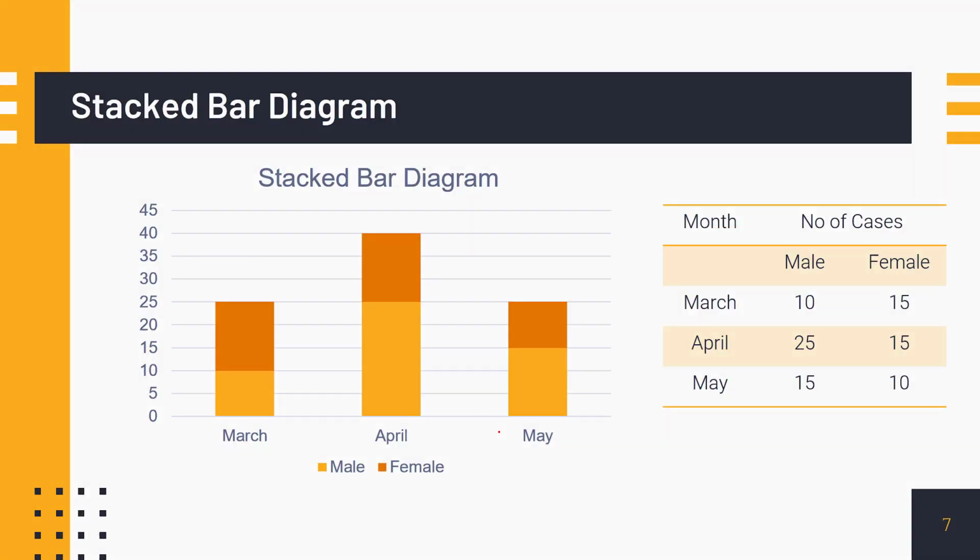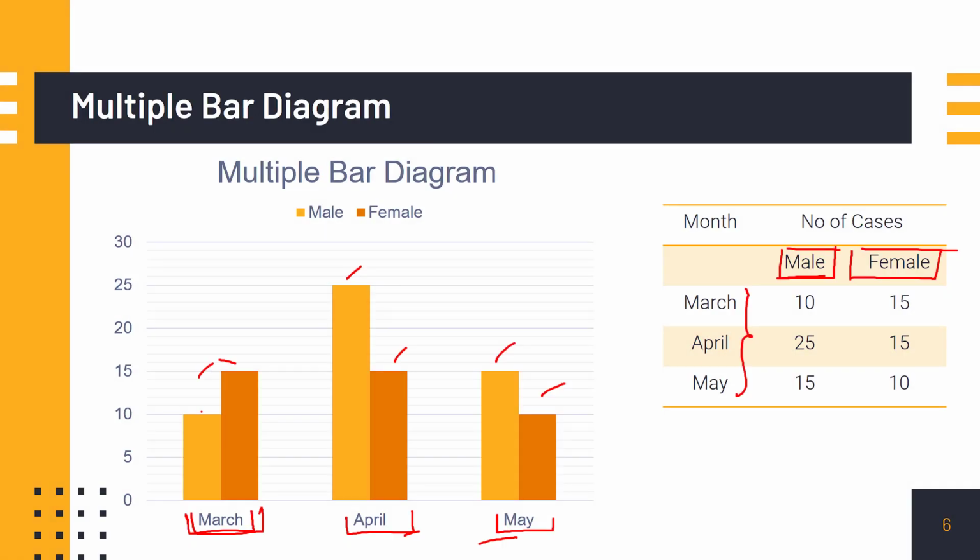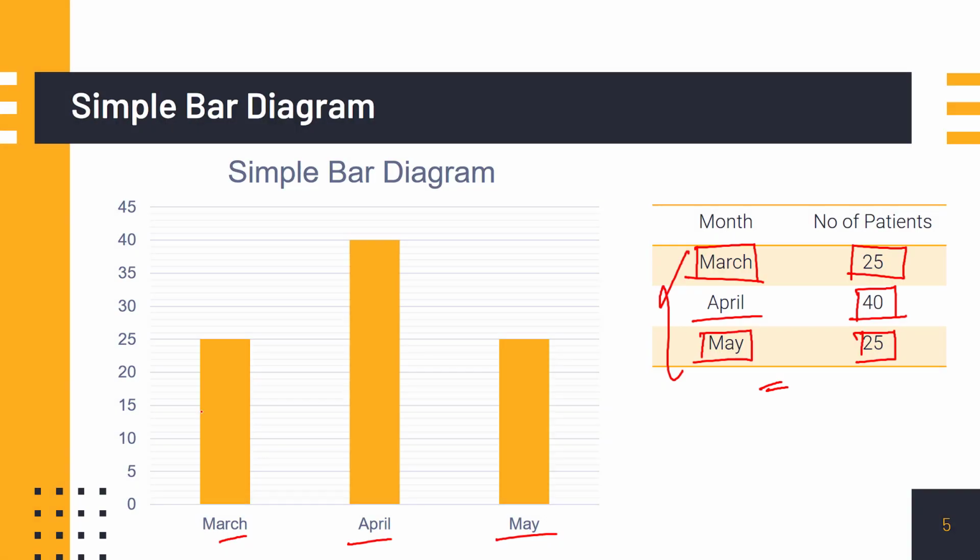Now the same data you can also represent like this. So a total of 10 plus 15 is 25 patients in the month of March. So we draw a bigger bar representing this entire 25 patients. Now from this bar we divide it into proportions. That means there are 10 male, so we divide the box into 10 male and 15 female. So this is called a stacked bar diagram, right? So this is a stacked bar diagram, this is a multiple bar diagram, and this is a simple bar diagram.